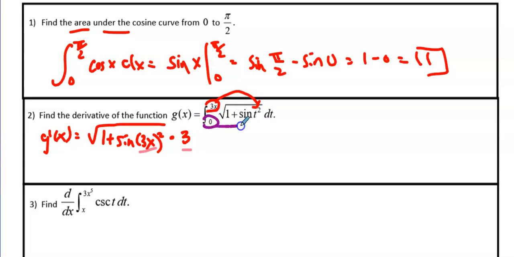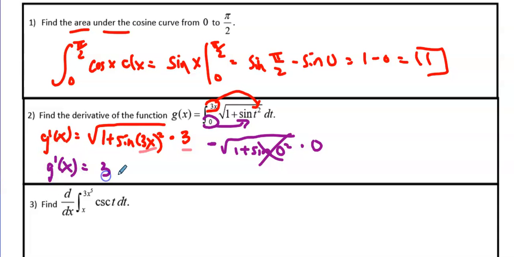And remember, for a constant, we've already had this conversation in a previous video, but it'd be minus, right? It's f of b minus f of a. You do the same thing. You plug in 0 to your function. You'd square it, but then you have to multiply by the derivative of your 0, right? The derivative of 0 is just 0. So whenever we have a constant, we don't have to worry about that. So this answer is going to be 3 times the square root of 1 plus sine of 9x squared.